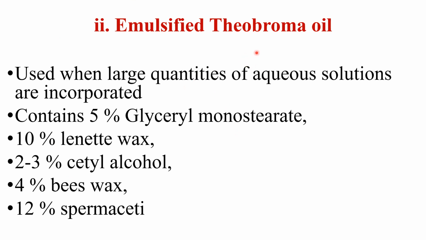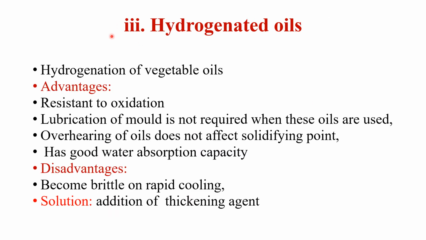Theobroma oil only, which is emulsified with large quantities of water which contains all these ingredients. Now the third, hydrogenated oils. Hydrogenation of vegetable oils leads to hydrogenated oils. Advantages are they are resistant to oxidation reaction.